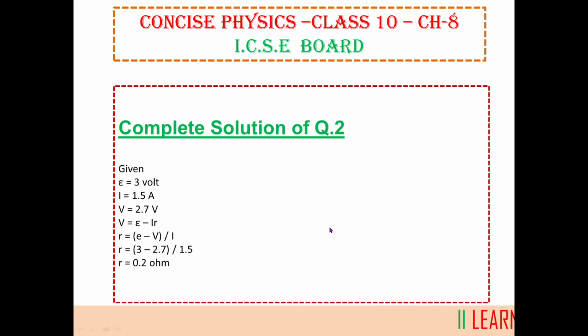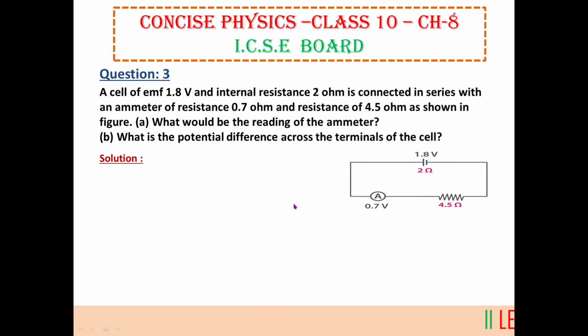It is like this. Here you see the 3 volt, that is the EMF, which is given. I have shown you in the earlier slide. So I is 1.5 and V is 2.7. So it is simply the formula V equal to E minus Ir. So go to the next slide. You can pause the video and write it down at your convenience. So I am going to the next video, question number 3.